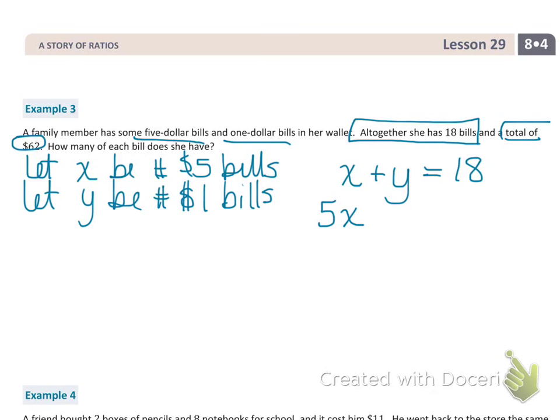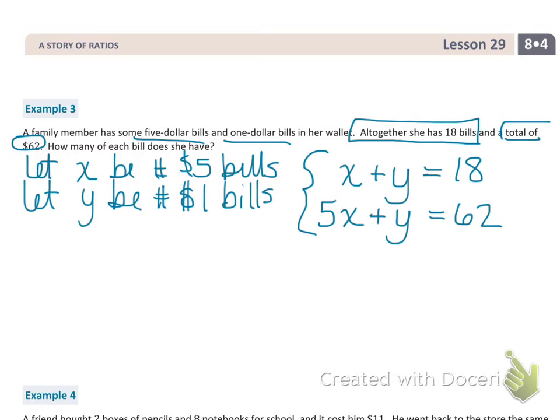Okay, so Y is the number of $1 bills. So the number of bills is the number of dollars there. So my total dollars would be 5X plus Y, and I know that my total is 62. So how many of each bill does she have? Well, if I solve this system of equations, then I'm going to be able to figure that out.